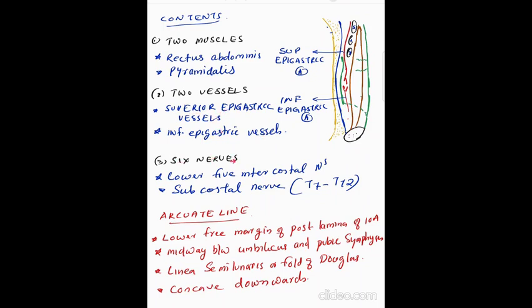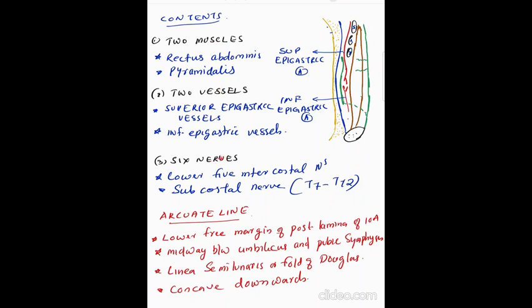6 nerves are there. What are the 6 nerves? The lower 5 intercostal nerves, and the next one is the subcostal nerve, that is T7 to T12 spinal nerves. So these are the contents. Once again, what are the contents? There are two muscles, two vessels and 6 nerves.